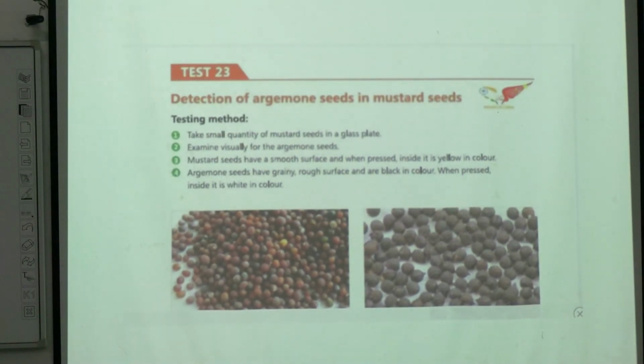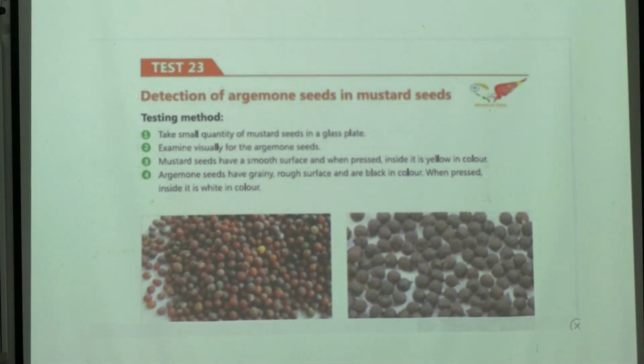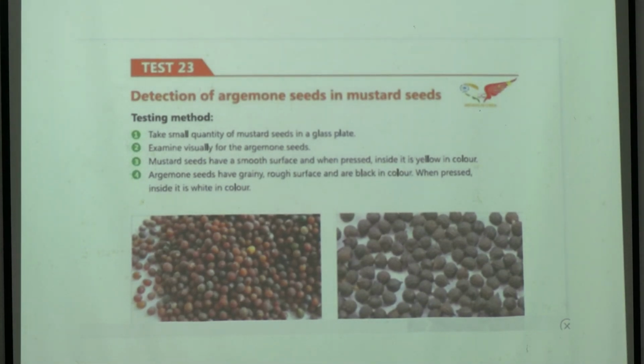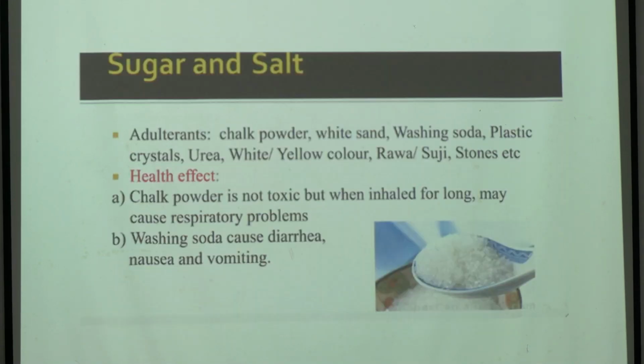Take small quantities of mustard seeds in a glass plate. Examine visually. Mustard seeds have a smooth surface, and when pressed, they are yellow in color. You press the mustard seeds, it's yellow. But argemone seeds have a grainy, rough surface. When pressed, they are white in color. So there's a difference between argemone and mustard. Both of them look very similar. Argemone is very toxic. It can cause epidemic dropsy.